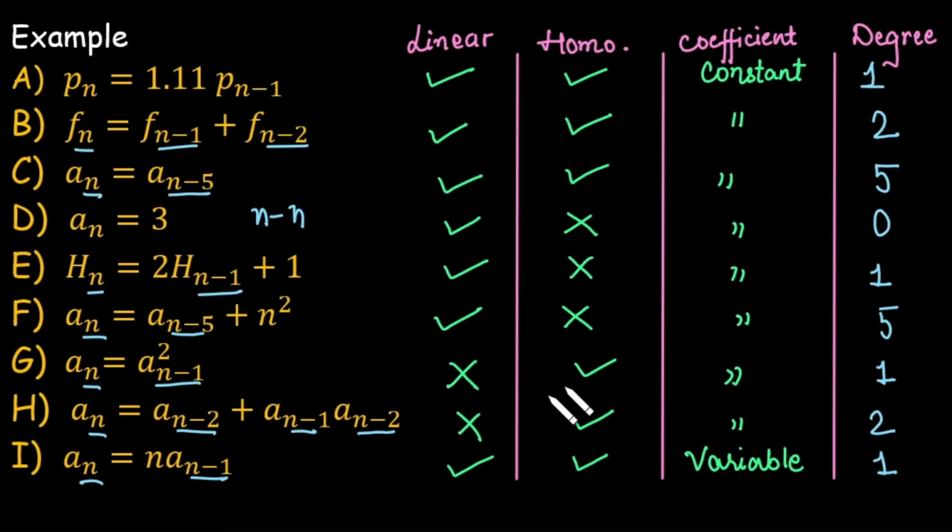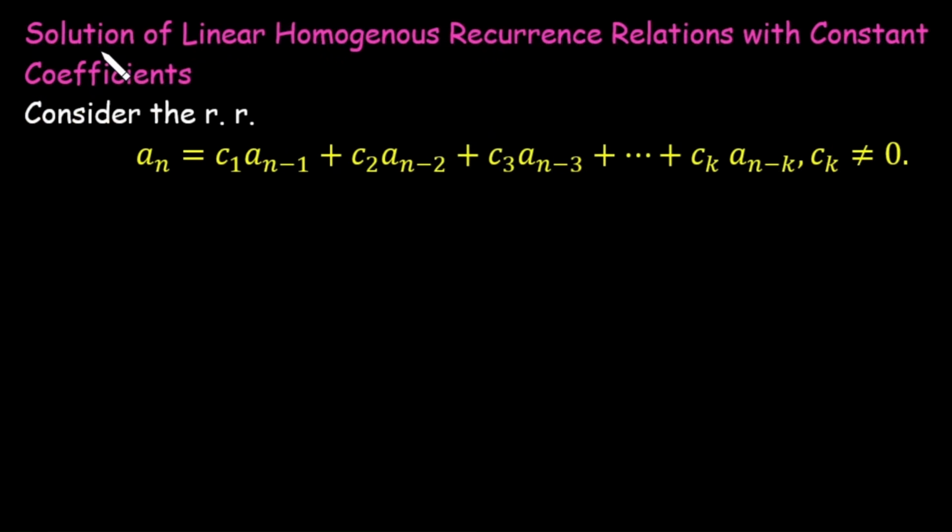So this is how we can identify whether the recurrence relation is linear, homogeneous, and what is the coefficient, and after that we can calculate its degree. Now we are taking the case of solution of linear homogeneous recurrence relation with constant coefficient.